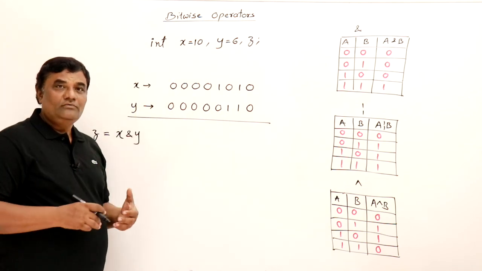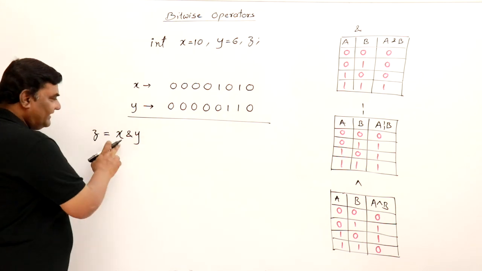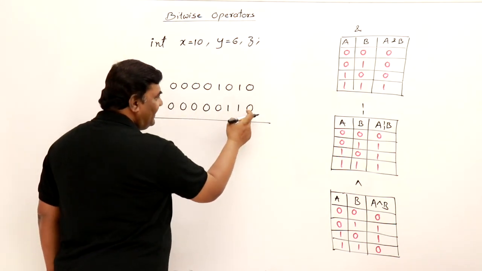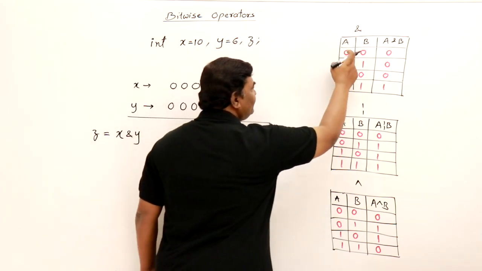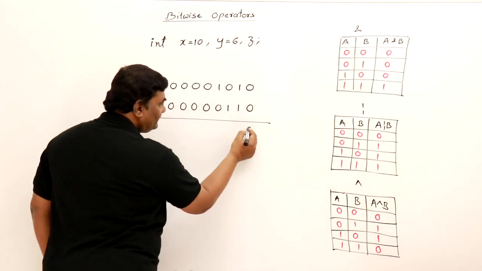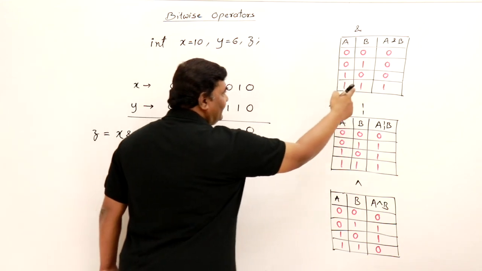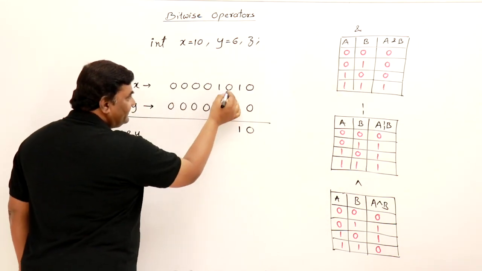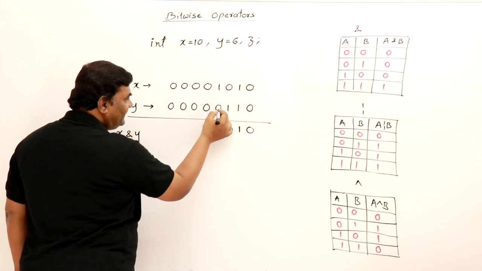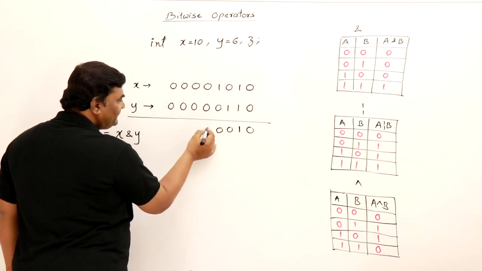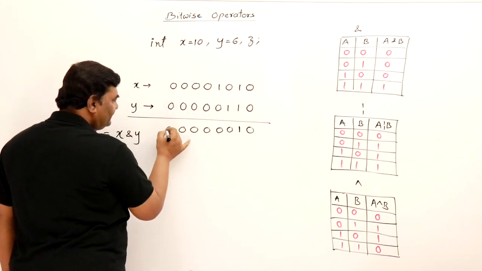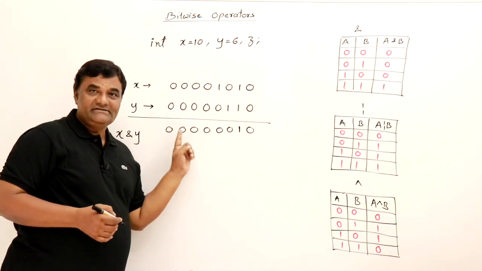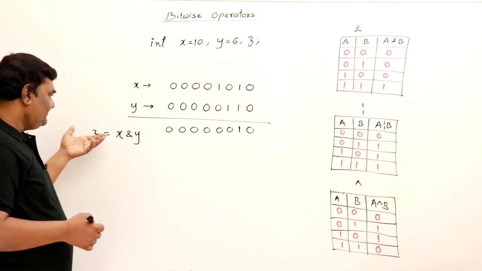Now see AND. What is AND? If I perform x and y, then ANDing is done on the bits of this data. 0 and 0, what is the result? 0 and 0 is 0. 1 and 1 is 1. So look at the table for every operation. 0 and 1 is 0, 1 and 0 is 0. These are all 0, 0 and 0 is 0. So the result of x and y is this in binary form, and that will be stored in z.